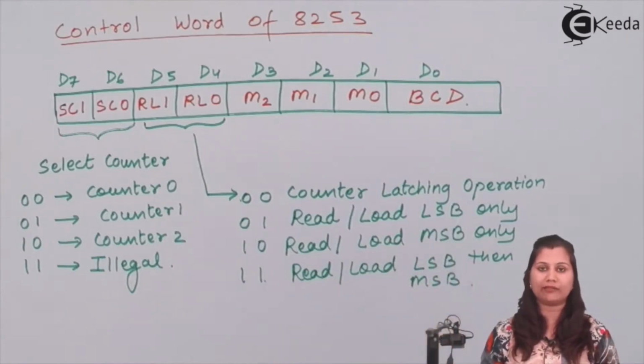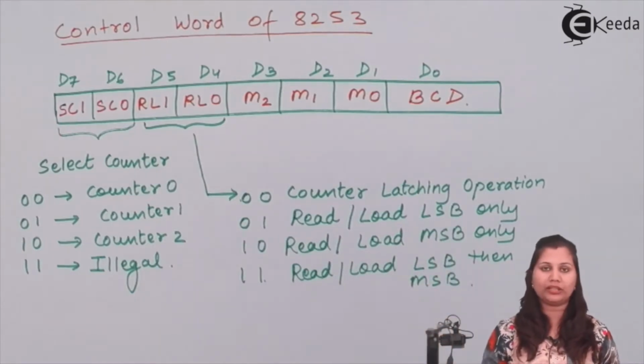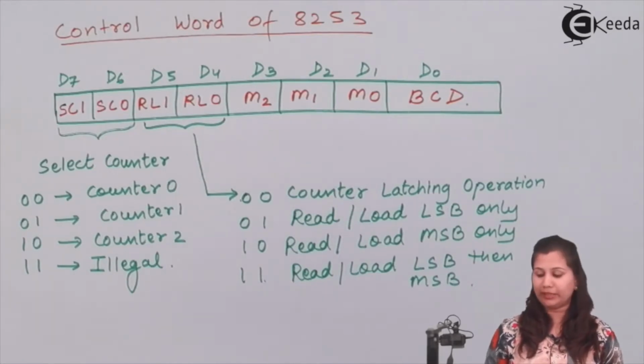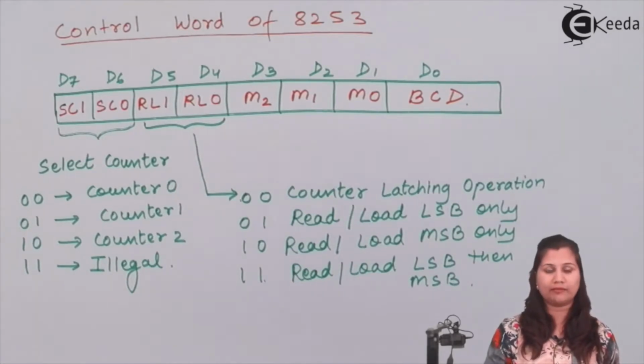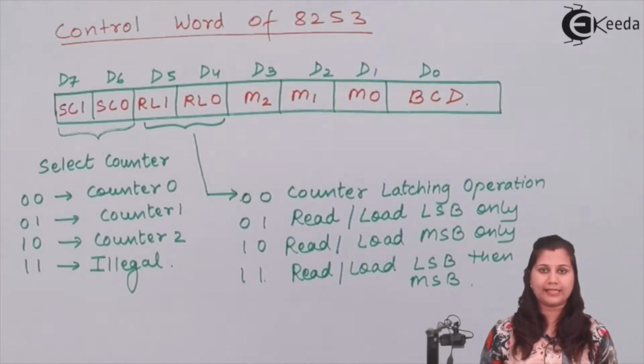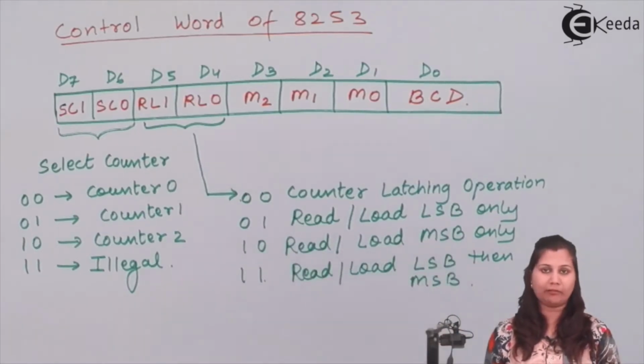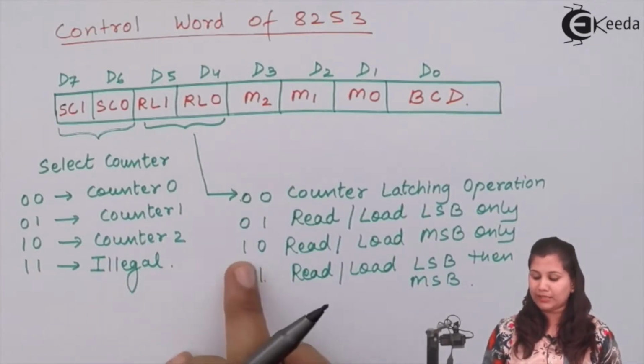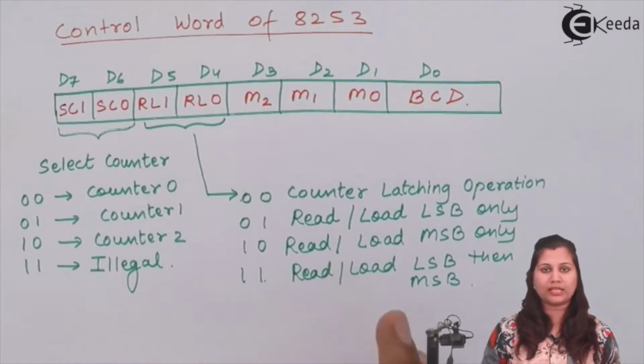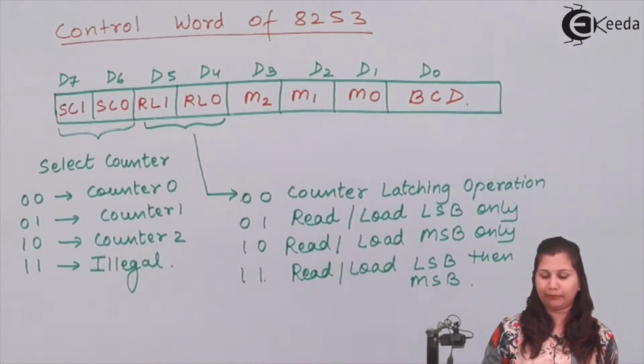That is, the least significant byte only you have to load in the timer, because timers are 16-bit down counters. So 16-bit data will be loaded into the timers, and 16-bit data will have the most significant byte and least significant byte also. 8 bits each will be there. So when it is 0 1, then the least significant byte will be loaded into the timer, and when it is 1 0, then the most significant byte will be loaded into the timer.